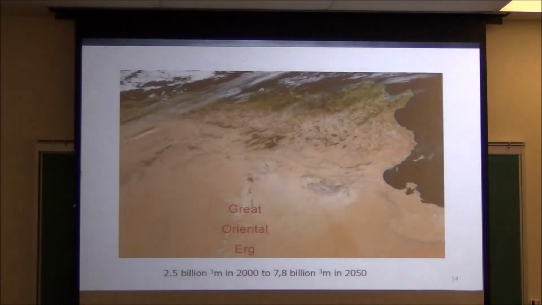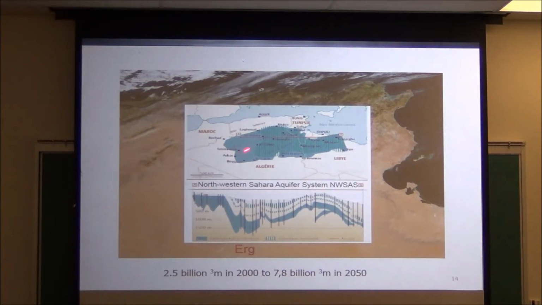The continental intercalaire is one of the biggest aquifers in North Africa, and the exploitation of this aquifer is currently about 2.5 billion cubic meters, and this exploitation may reach 7.5 billion cubic meters in 2015. This aquifer is shared between Algeria, Tunisia, and Libya, and it is composed of two levels. The upper level is called the complex terminal, and the lower level is the continental intercalaire.